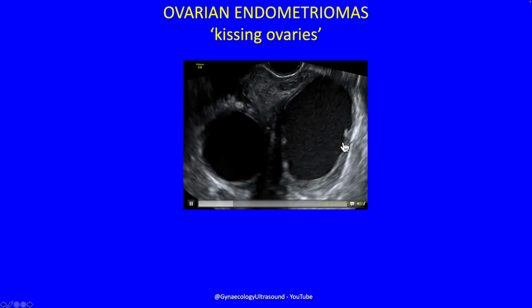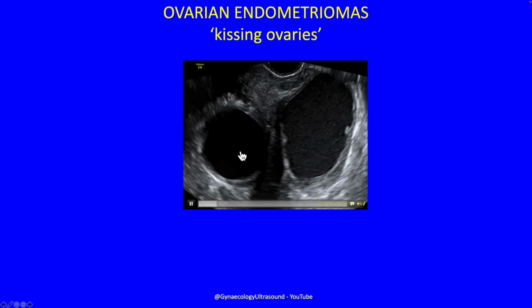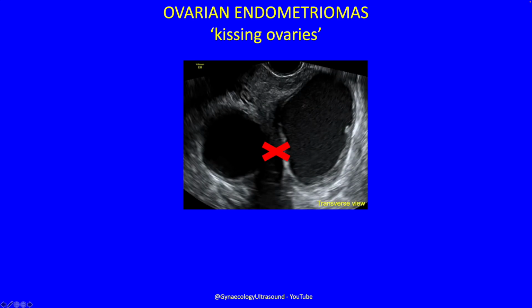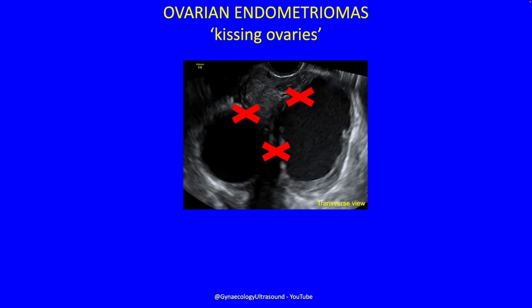In the transverse view, look for kissing ovaries. Transverse, this is the right, this is the left. This is clearly an endometrioma. This probably is too. They can be anechoic. And these ovaries are adherent to each other and to the back of the uterus. So this is kissing ovaries.